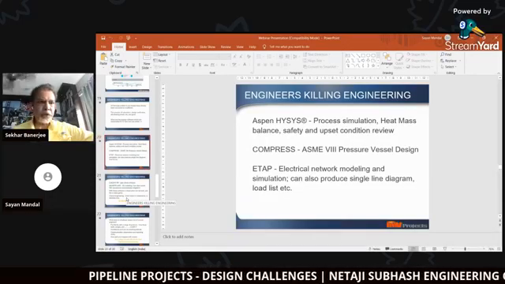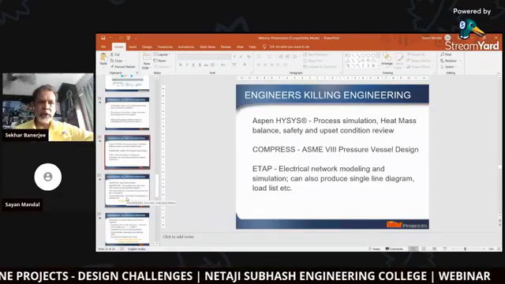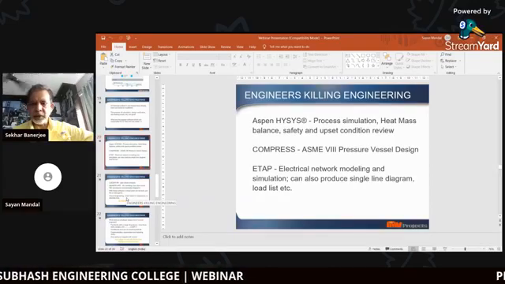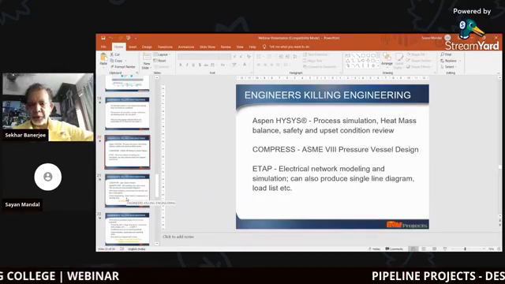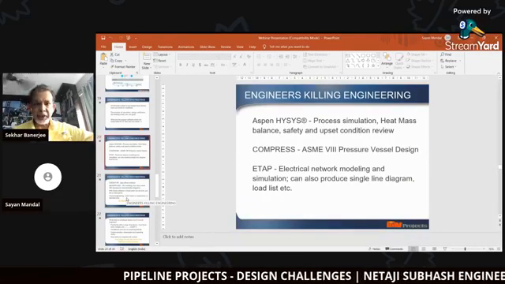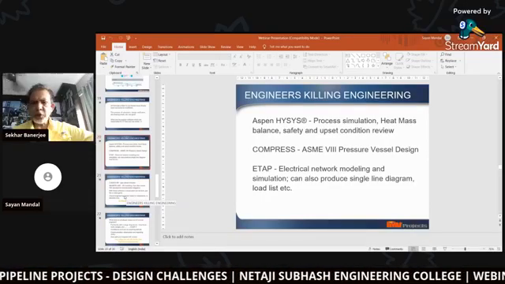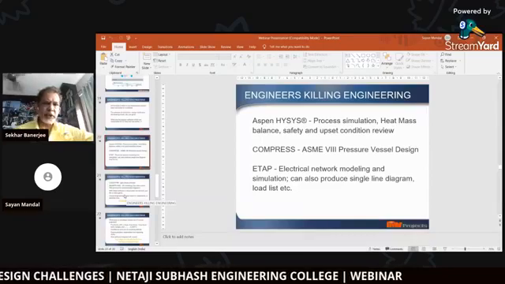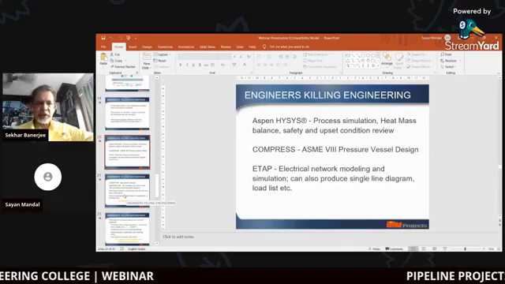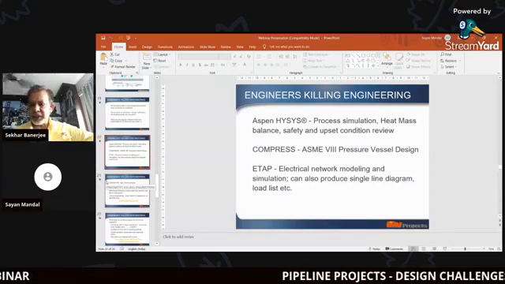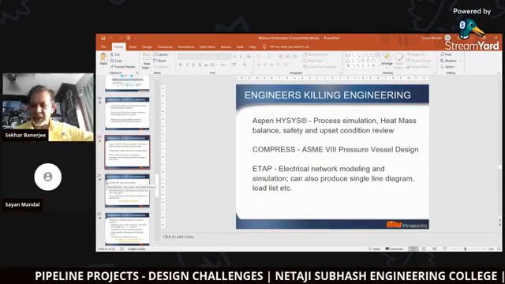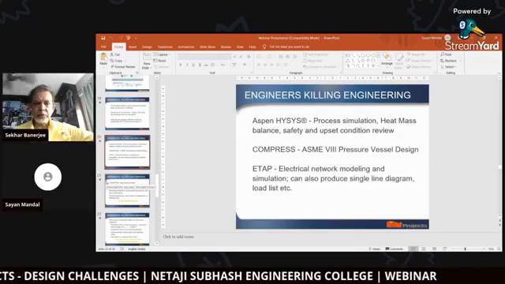There is similar software, ETAP, for electrical engineers, which does network modeling and simulation. If there is a power failure, how you can prevent it. People in West Bengal know a little bit about load shedding. ETAP can design and predict everything. It can also produce a single line diagram based on the load list or requirement you put in, and give you an Excel sheet with the load list, showing how the load on different phases can be distributed so there is no phase imbalance. Next slide, please.